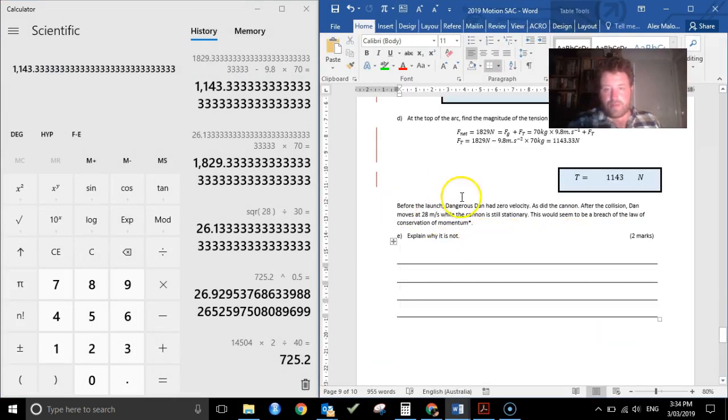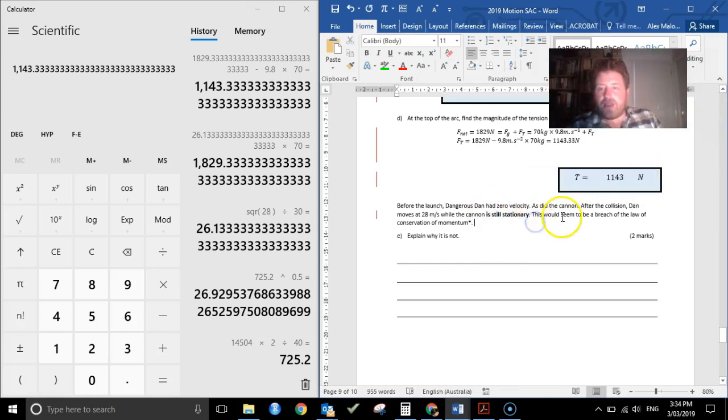Alright, so this question here asks: before the launch, Dangerous Dan had no velocity, and the cannon had no velocity. So the total system had no momentum. After the collision, Dan's moving at 28 meters per second forwards, or sort of diagonally forwards, while the cannon is still stationary. So we might have to interrogate what we mean by still stationary there. This would seem to breach the law of conservation of momentum.